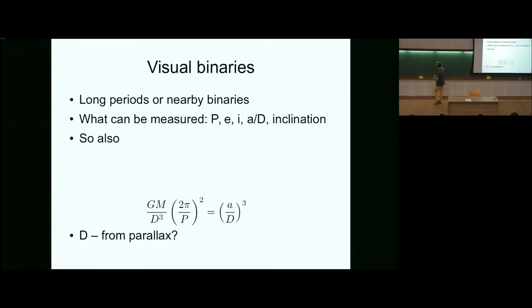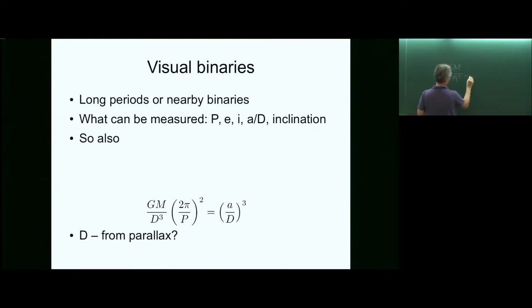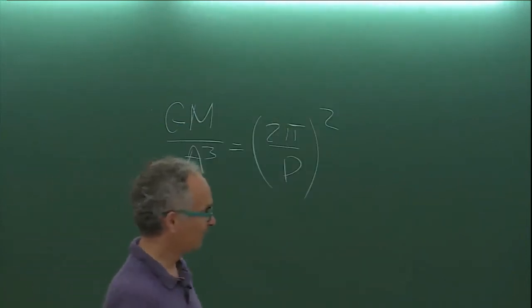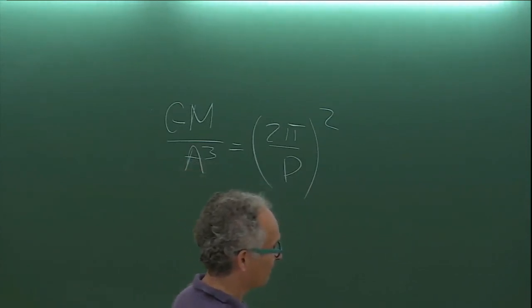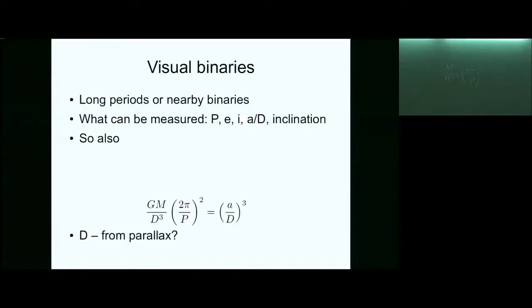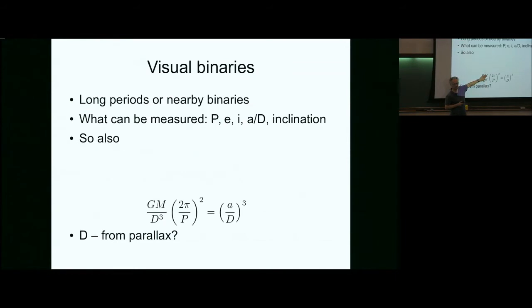Because if you use Kepler's law, 2π over P squared, and if you divide it by d to the third, you get this. So you measure the angular size, you measure the period, and if you get the distance from the parallax, you can also have the total mass.